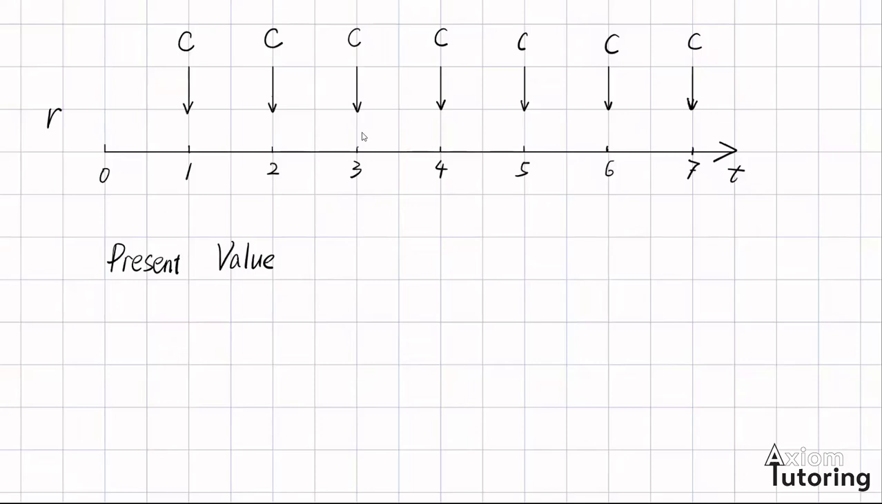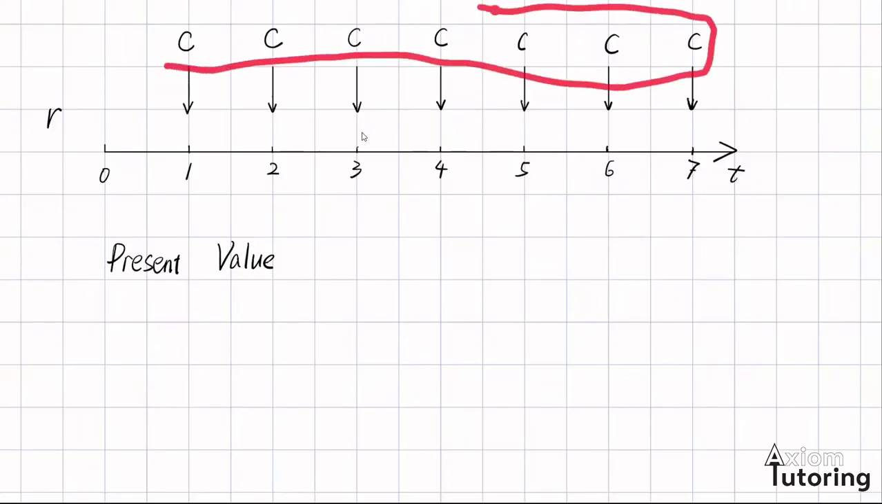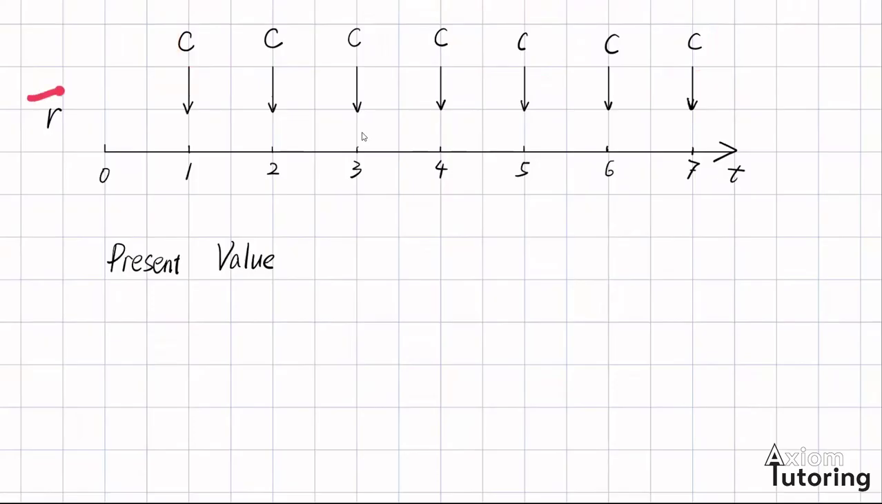Hi, in this video, we're going to go through a particular case in which all the cash flows are fixed and the discount rate is also fixed. This is very common in real life. So from the previous video, you should be able to calculate such an income stream, with all the cash flows at C and a discount rate of R.